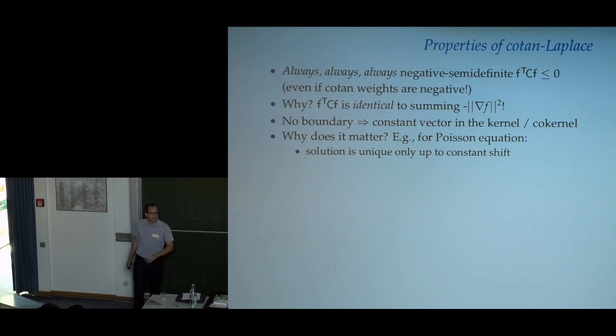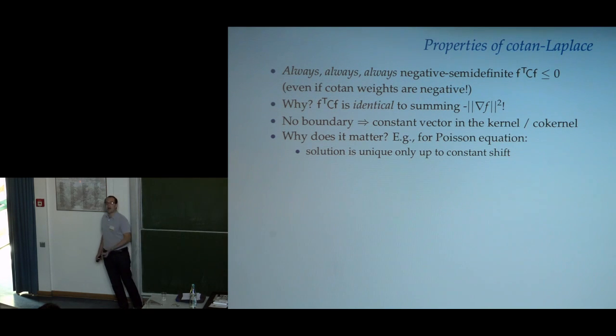It also means that if you have a Poisson equation, and you add a constant to the solution, you'll still get a solution. Right? So the solution is not unique. It's only unique up to adding a constant function to the solution.